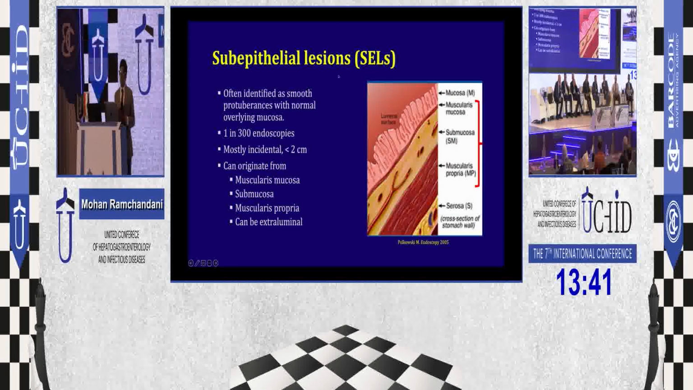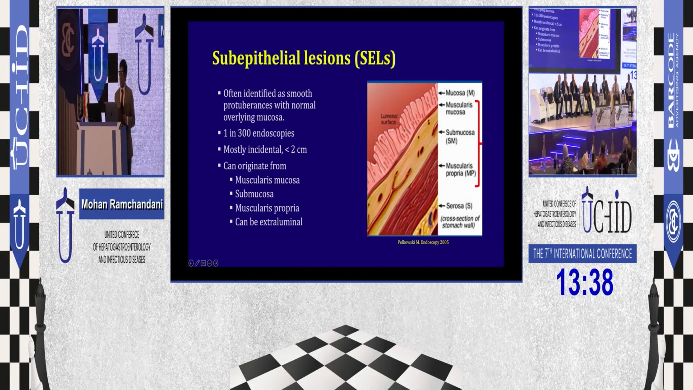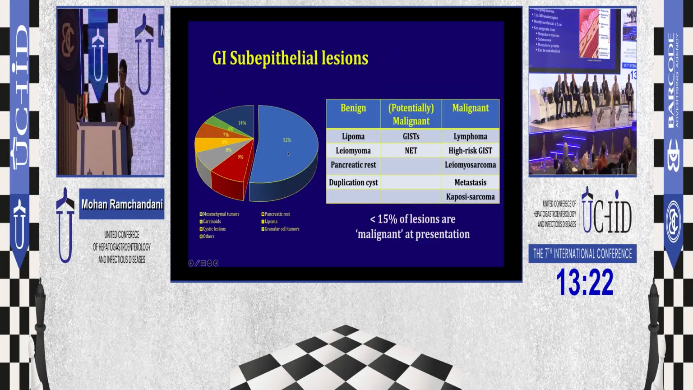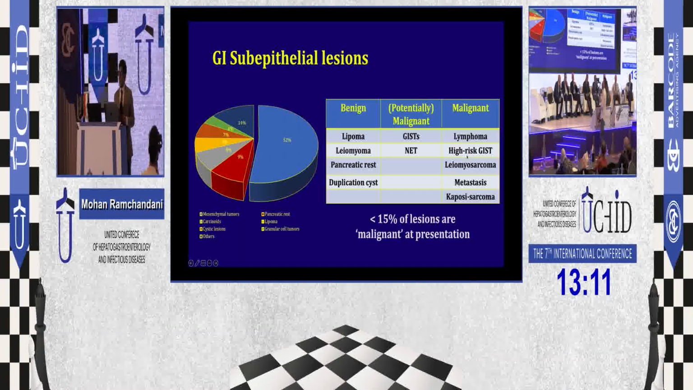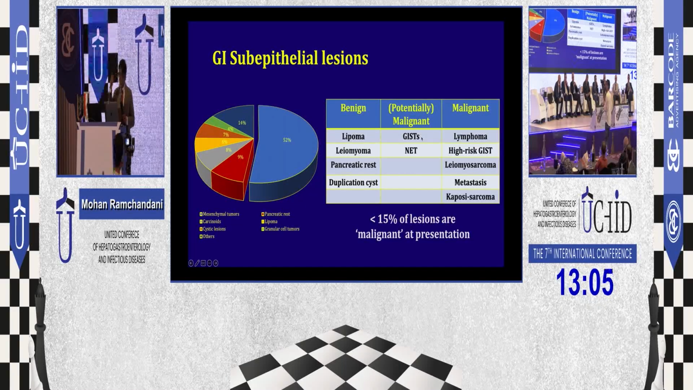So let's talk about subepithelial lesions. Subepithelial lesions can arise anywhere in the gut wall below the epithelium, either from submucosa, muscularis propria, or from the muscularis mucosae. And they are mostly incidental and mostly less than 2 centimeter in size. So we must know that these subepithelial tumors are not always benign, but less than 15% are malignant. What are those malignant? Like lymphoma, high risk GIST, and there are certain pre-malignant or potentially malignant lesions which can convert into malignancy like GIST or neuroendocrine tumors.